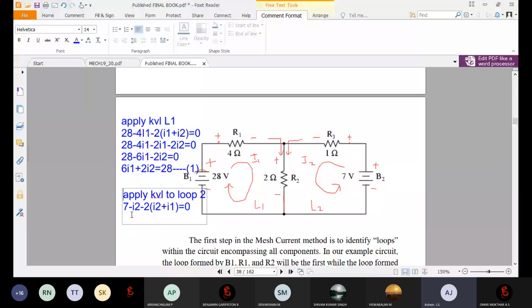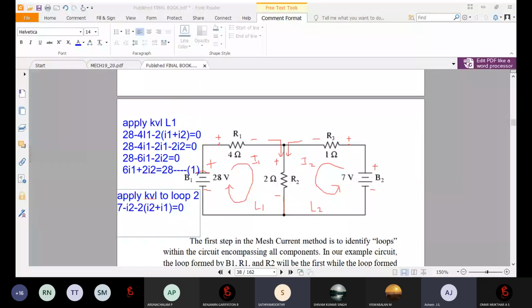Sir, Satish Kumar can't enter the class, sir. Satish, I'm not getting the sound.